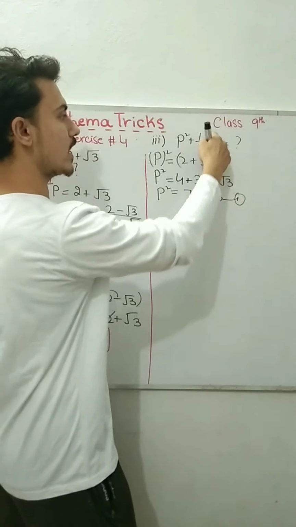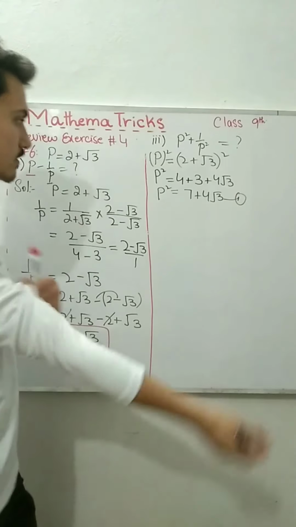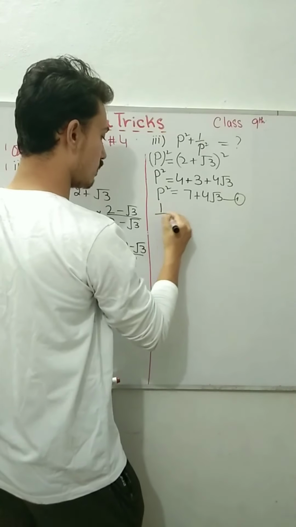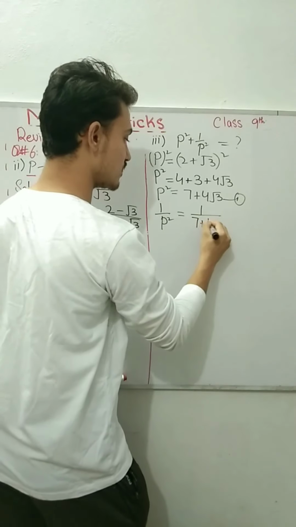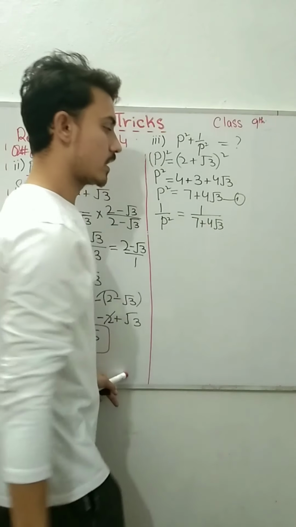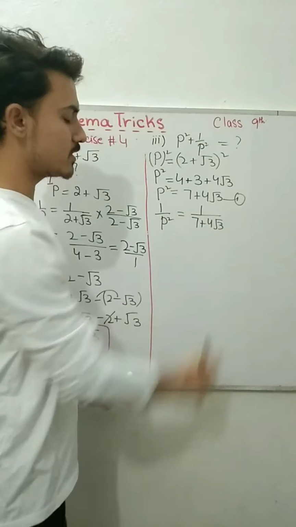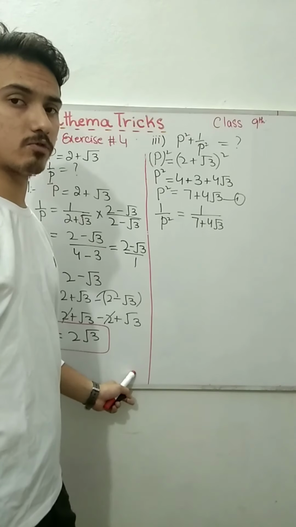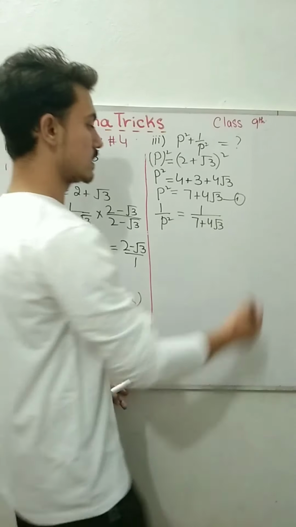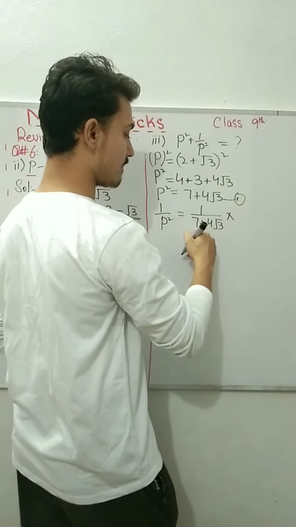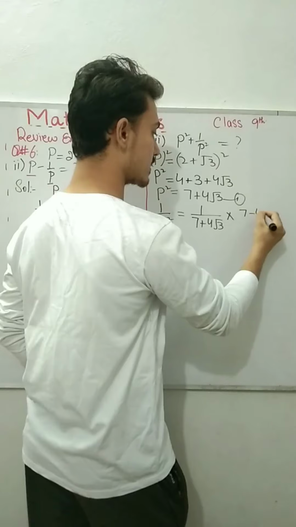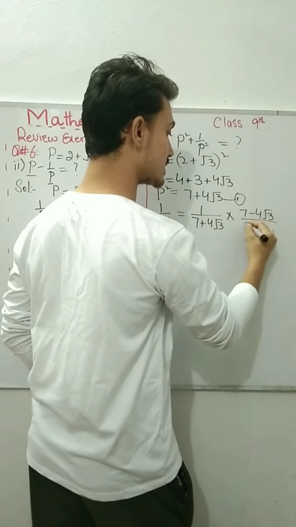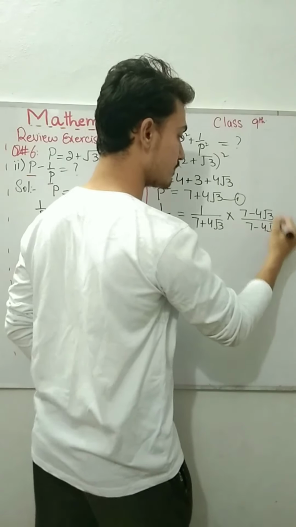Now let's find out 1 over p square. So 1 over p square is equal to 1 over 7 plus 4 square root of 3. As we got a radical sign as a denominator, to remove this radical sign we must rationalize it. So multiply by 7 minus 4 square root of 3 over 7 minus 4 square root of 3. We just take the conjugate.